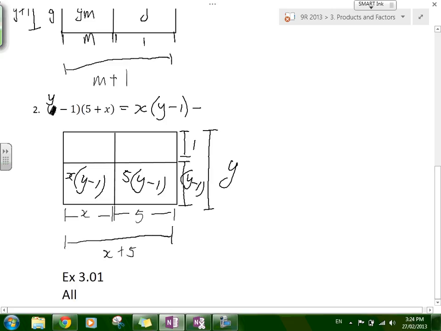plus 5, y minus 1, which is equal to xy minus x plus 5y minus 5. Can I simplify this expression any more? No, cannot.